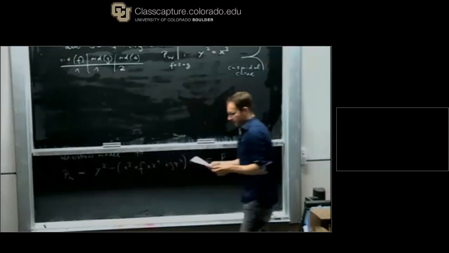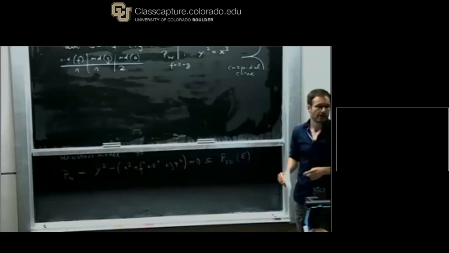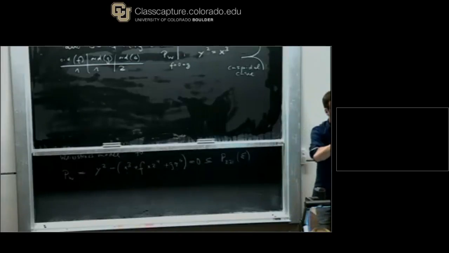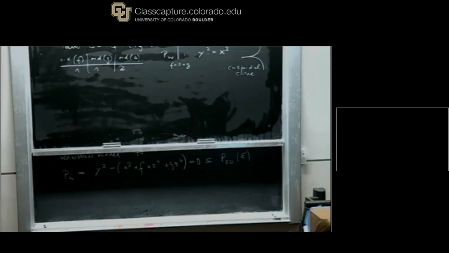Sorry, what do you mean f and g generic? So f and g take generic functional form. It's a generic functional form. But nonetheless, I can now look at what happens when f equal to 0 and g equal to 0 simultaneously.